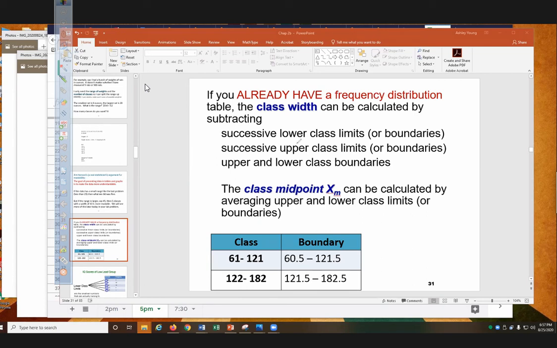Right. So the class width, you can find it by subtracting successive lower class limits. So these are lower class limits. You can take two that are in a row, from one class and the next class. You can subtract them, so 122 minus 61, or you can take the upper class limits and subtract them, and find the class width that way. Either one of those ways would work.